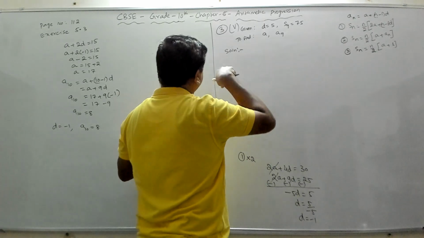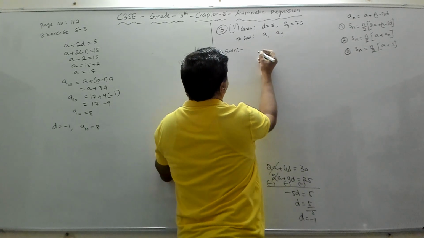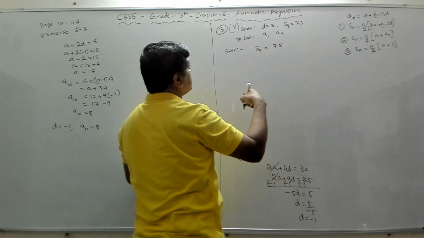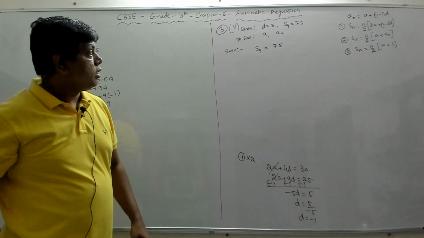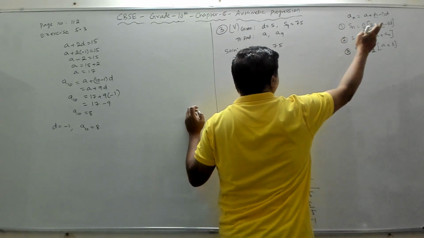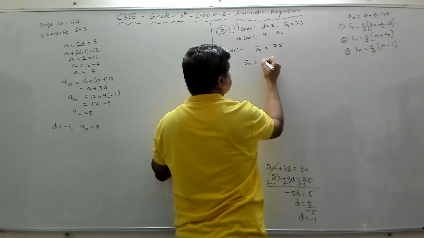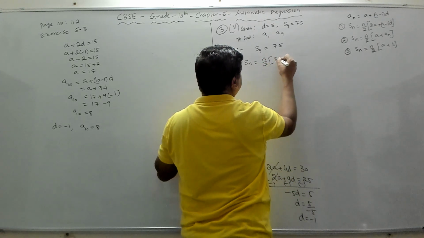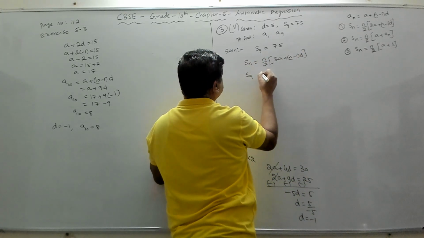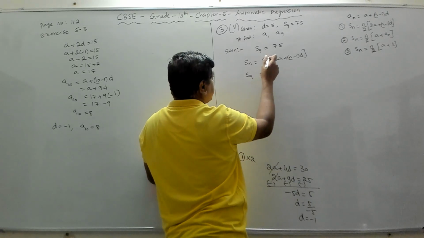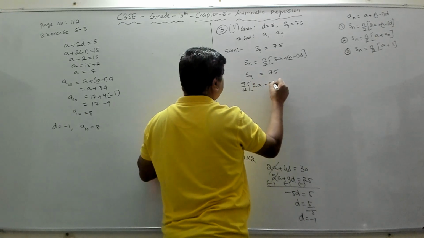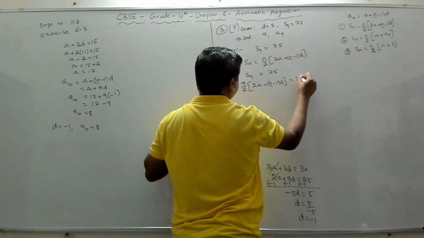Now let's see this. S9 is 75, and obviously we don't know A9 and we don't know A. Now for S9, we'll use this formula: Sn is equal to n by 2 into 2a plus n minus 1 into d. Now S9 can be written as 9 by 2 into 2a plus 9 minus 1 into d, that is equal to 75.